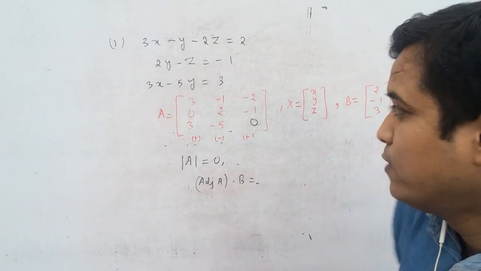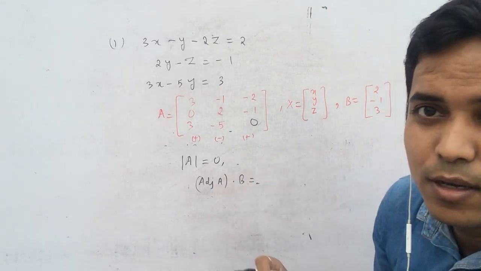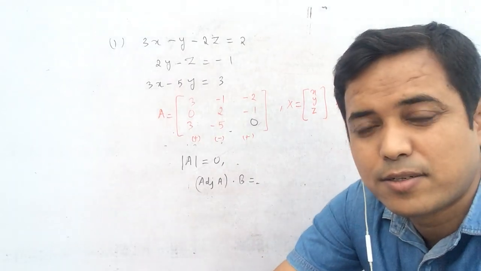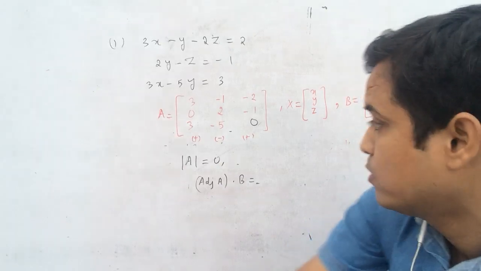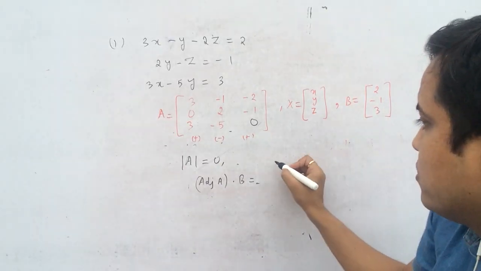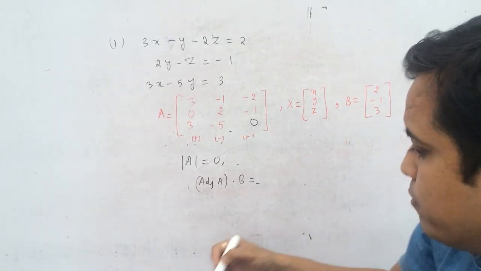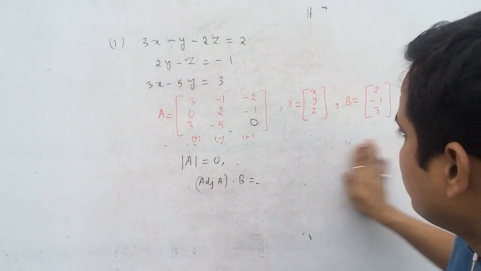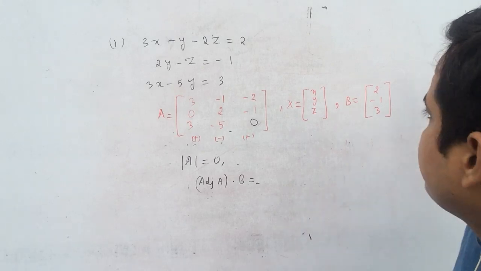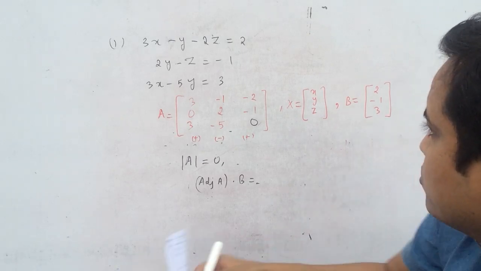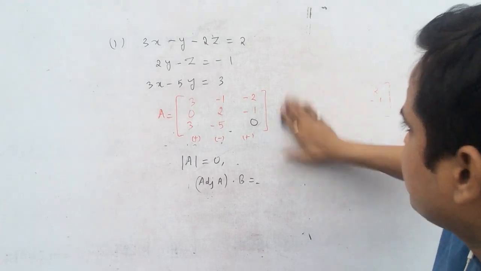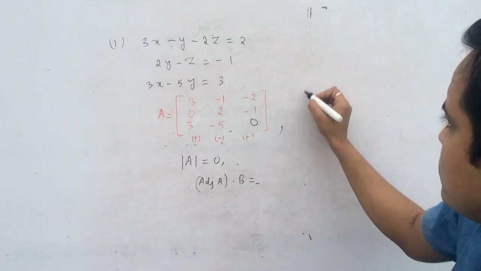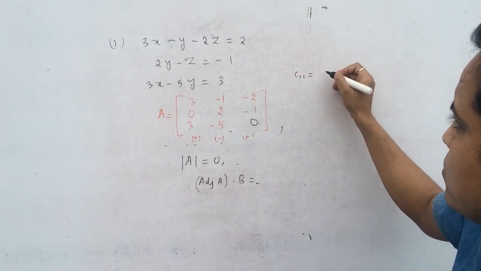In order to find the adjoint of A, we have to first look for the cofactors. Okay, since we know that the adjoint is the transpose of cofactors. So how would you find the cofactors? To find the cofactors, you need to write C11, C12, C13 all. So what should we do? Remove this, okay, for the space. So you write C11.